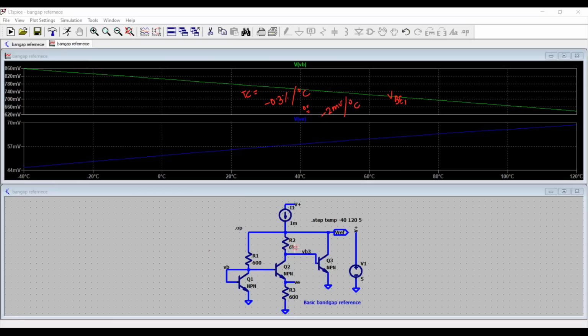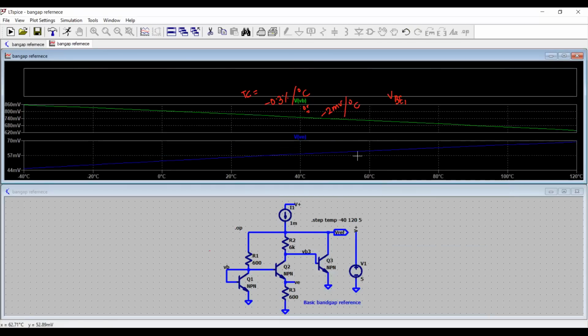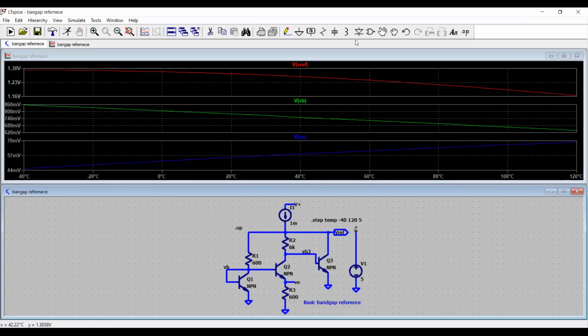So it will be about 100 times or 10 times. So my VE will be multiplied by 10 times, and that's why I will get this value. So what I'm doing here, I will now plot the V reference, and let's do that. So I will add a plot pane, and maybe let me clean this drawing here. Okay, and go back here and look at this.